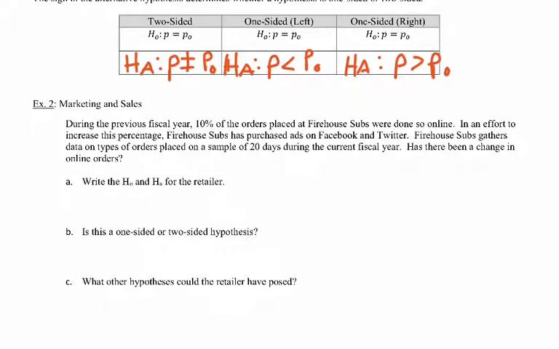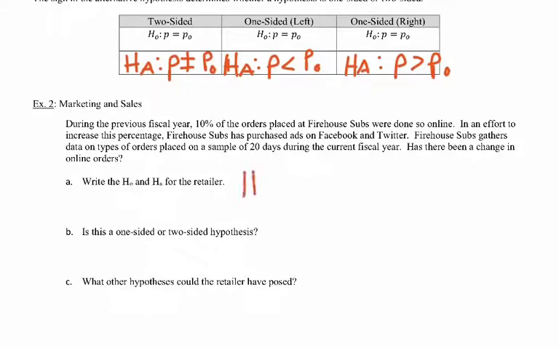In an effort to increase this percentage, Firehouse Subs has purchased ads on Facebook and Twitter. Firehouse Subs gathers data on types of orders placed on a sample of 20 days during the current fiscal year. The question is, has there been a change in the percentage of online orders? So let's write the null and the alternative hypothesis for the retailer.